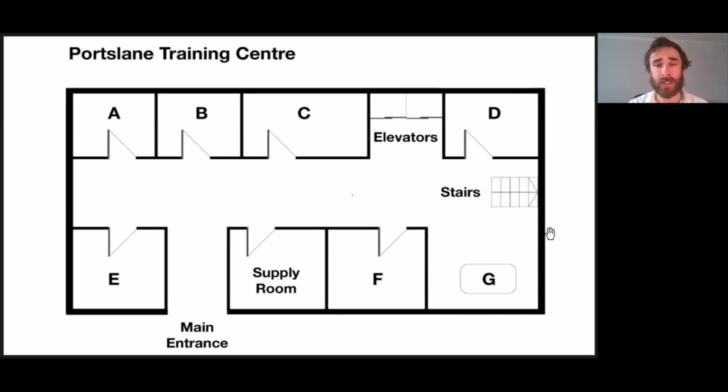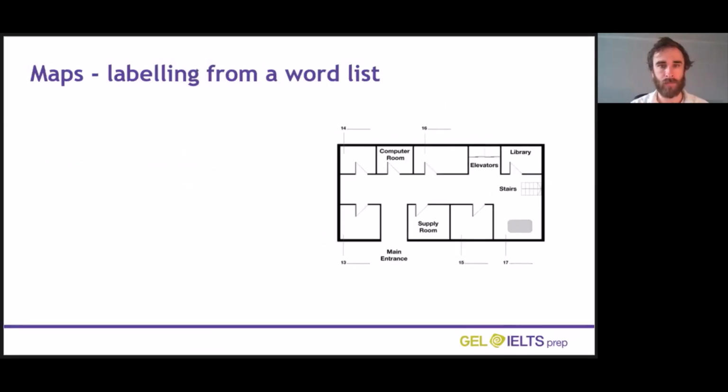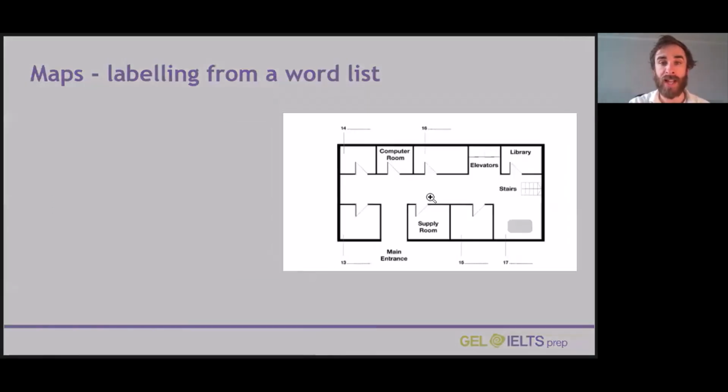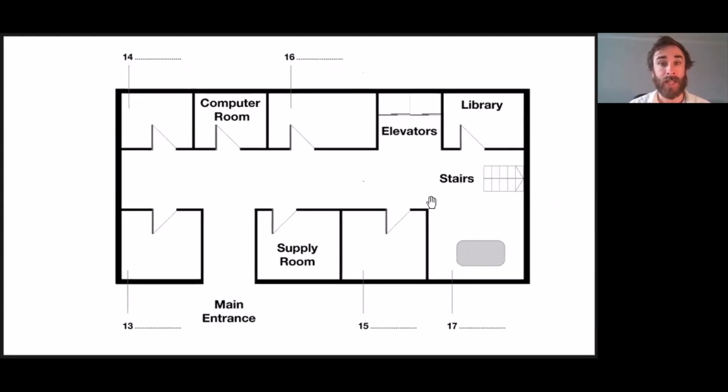So little pieces of information like that can help you predict what answers could be or what they could not be. Let's look at the next type of map question. Here we see a map, but this time there are no letters. Instead, we have the numbered questions. So 13, 14, 15, 16, and 17 are labelled on this map. What we have to do is decide the names of the rooms.